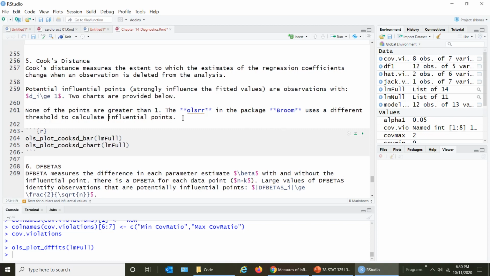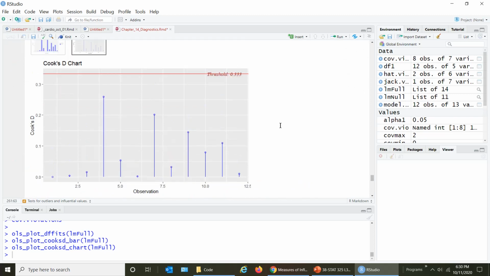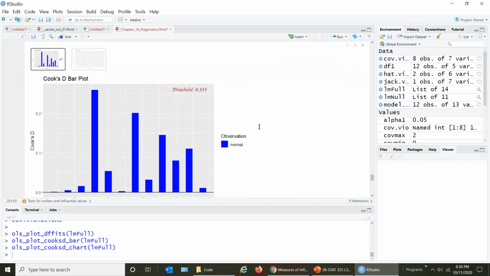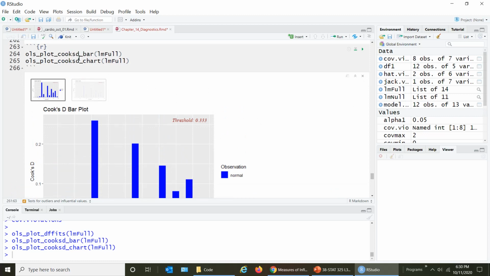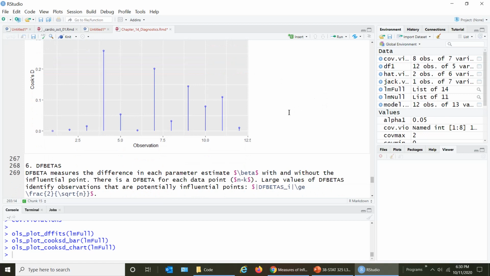And I noticed that the OLSRR package, and it's not in Broom, it's the OLSRR package. Those are two different packages. I thought they were the same, but they aren't. They use a different threshold to calculate the influential points. And so they came up with a third, but in any case, none of the Cook's distances are even that far away. And we also have a bar chart here, that's the first line of code, and there's the line chart. So I think the line chart's a little bit better because it has the threshold line drawn. So I like that myself.